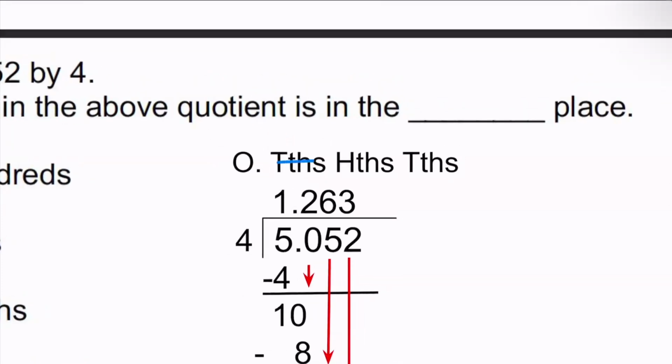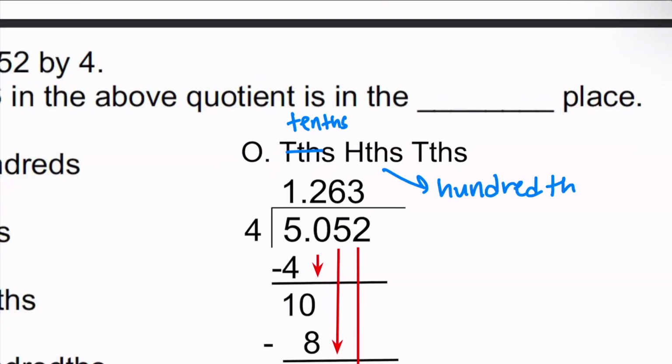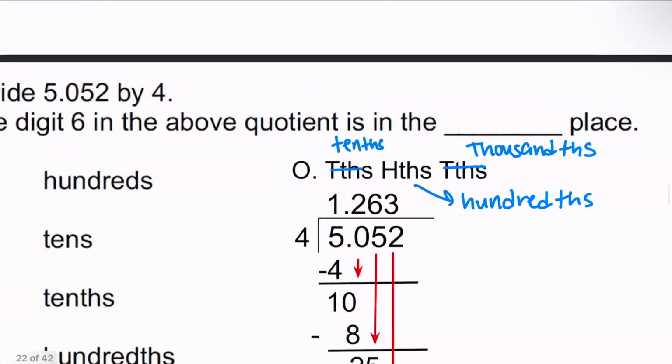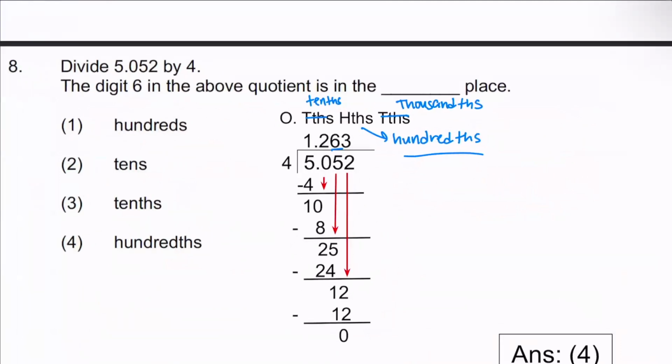There's a mistake here, it should be tens. Okay, then the next digit is in the hundreds. And then the next digit will be the thousand. Right? So they are asking for the digit 6. So 6 is the hundredths. So the answer is number 4.